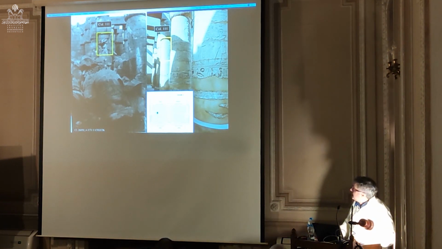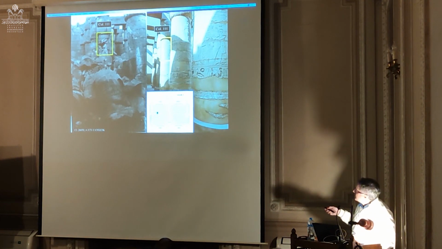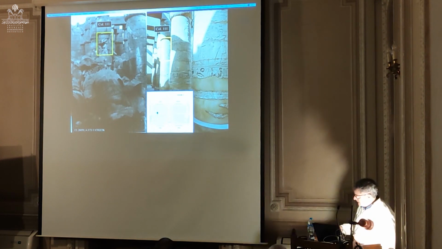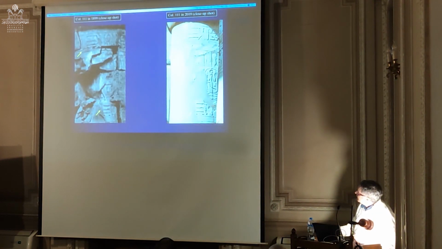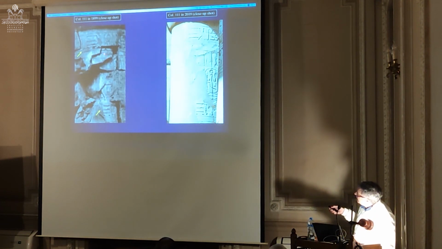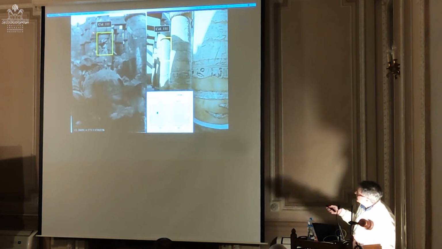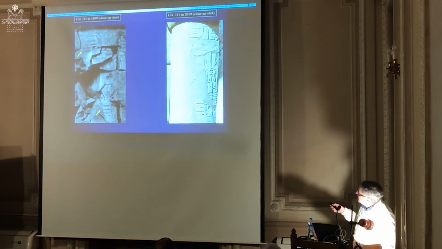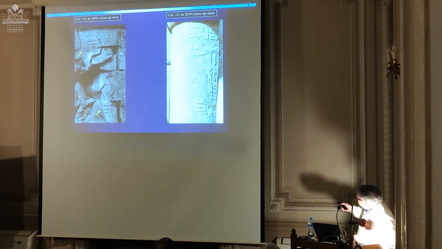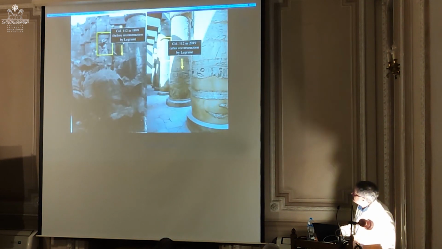Finally, another example is from this picture where you see column numbered 111. So that was then, and this is today. Now, if you look at both columns, 111, then it was very smashed, in a very poor state. So today this was reconstructed and then filled with cement to a large extent, but you can see that it really refers to the same column, the same inscription, the same area of a column.